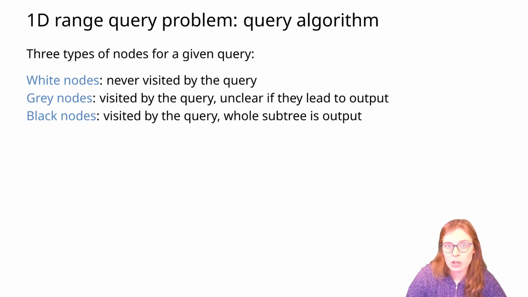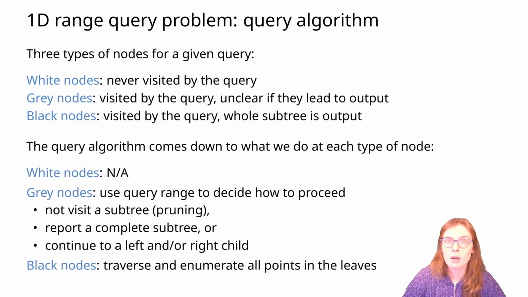When we touch a black node, we know that it will lead to an answer that we need to output. But when we were on a gray node, it was unclear if this gray node can lead to an answer or not. So to analyze the running time of the query algorithm, we need to analyze the amount of work that we do for white nodes, gray nodes, and black nodes.